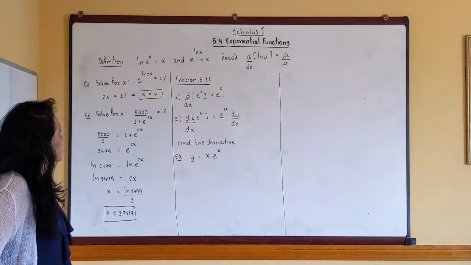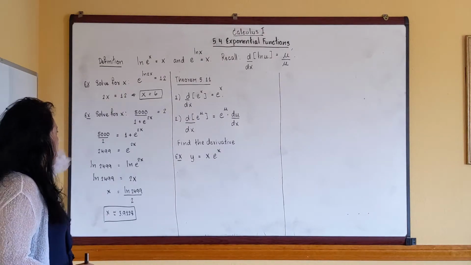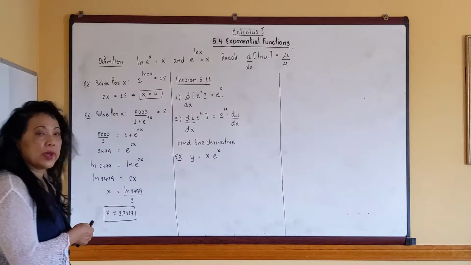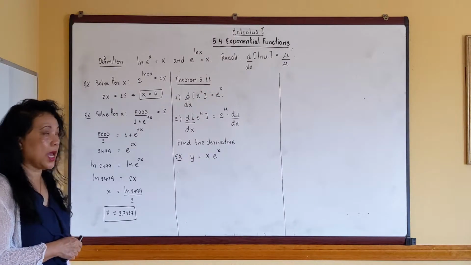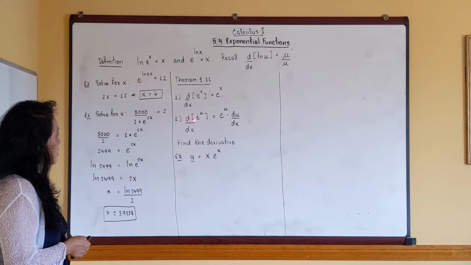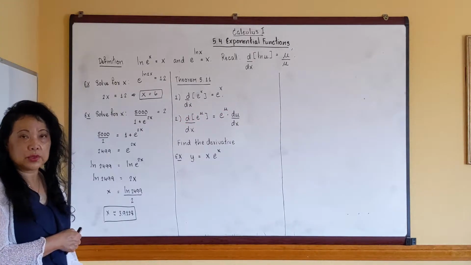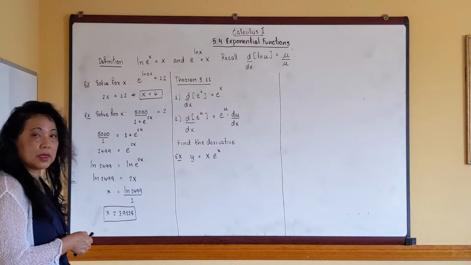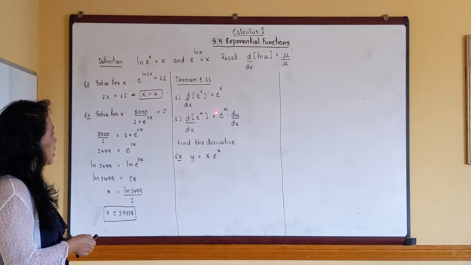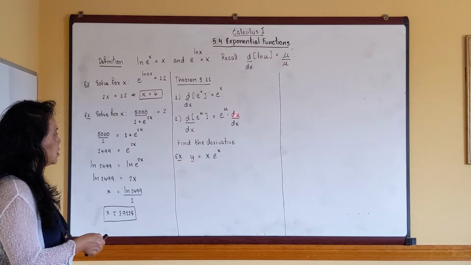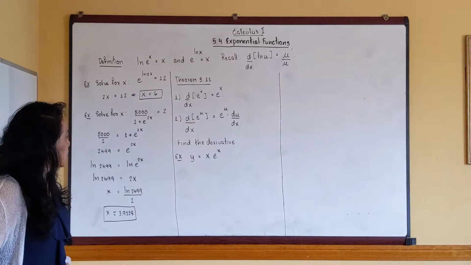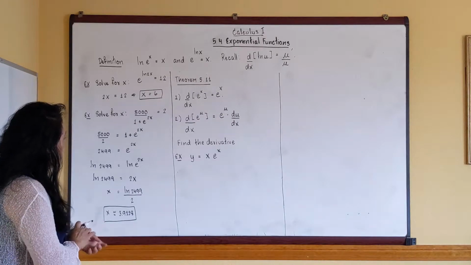The next one is calculus. Theorem 5.11: when you take the derivative of e to the x, you're going to have e to the x. If you take the derivative of e to the u, where u here is an expression, not just a variable, then you're going to have e to the u times the derivative of u, which is du dx. Alright, so let's look at our first example.